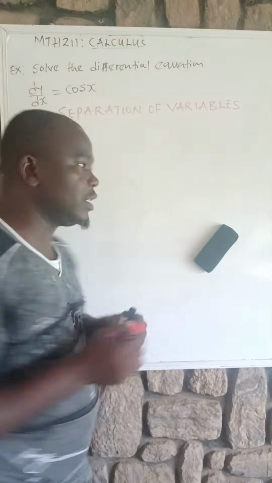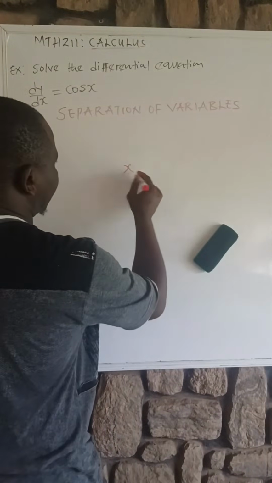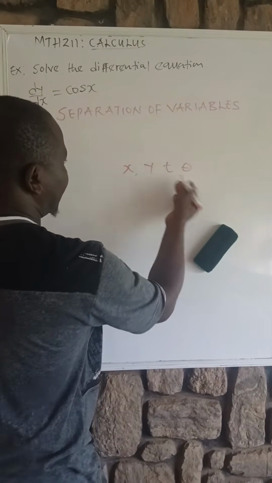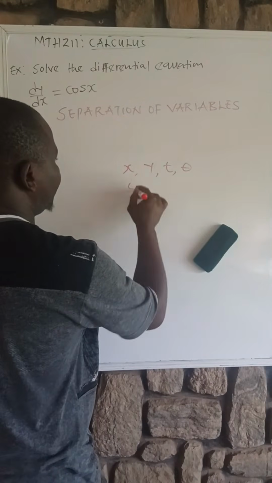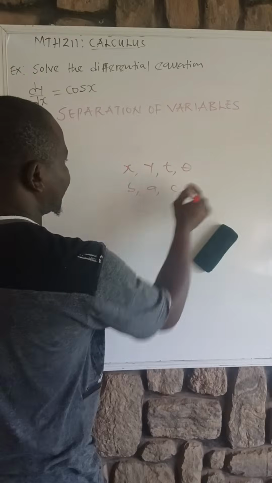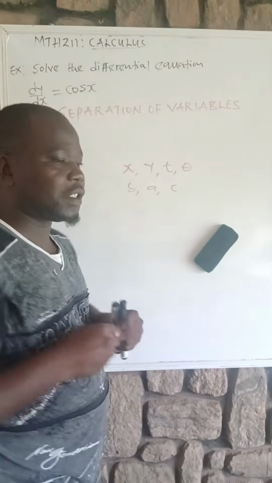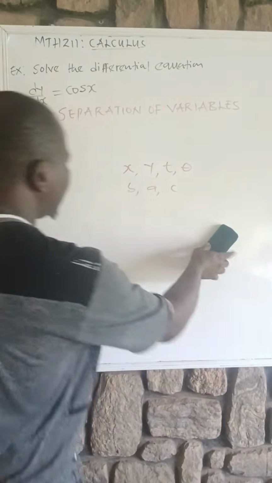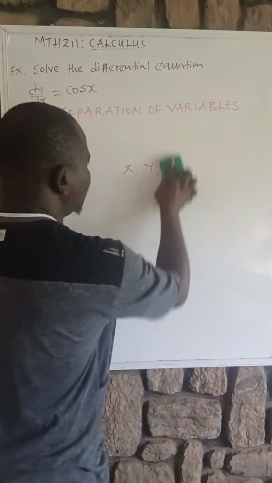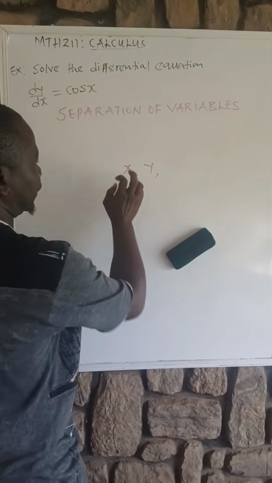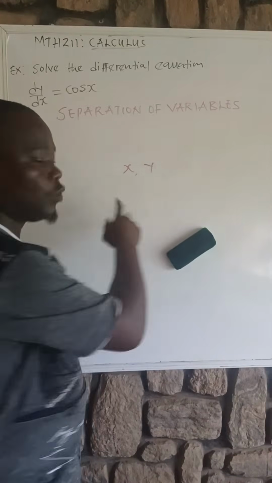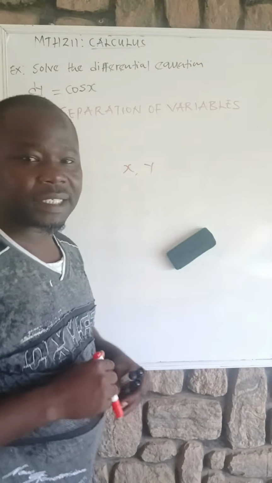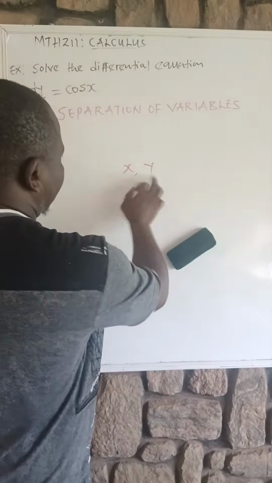Separation of variables. Variables could be x, y, or t, or theta, right? It could be b, or a, or c, true or false. But as long as calculus and mathematics is concerned, the most popular letters used are x and what? y, true or false. The most popular variables used in mathematics are x and y, right?